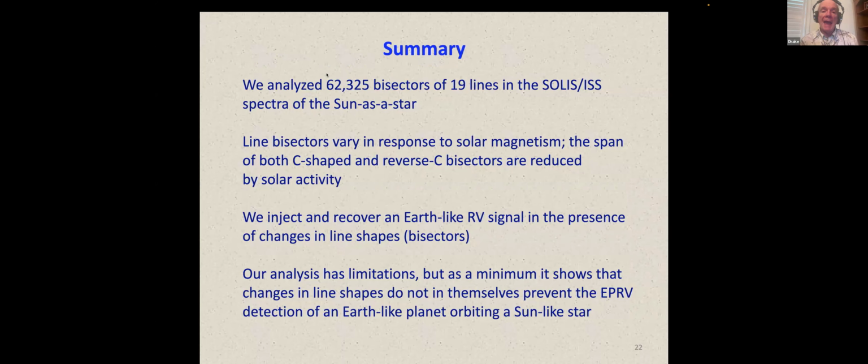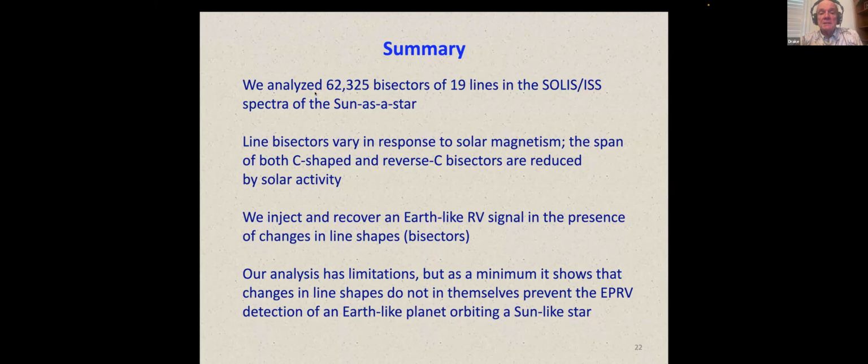but about half of the bisectors that we measure, 21 lines, about half of those lines have a statistically significant effect between active regions of the sun and inactive regions in terms of measurement of the bisector. And in all but one case, the lines become more symmetric when there's magnetism on the sun. The one case is just a very weak line, which is probably not typical. And that increase in the symmetry applies both to the C-shaped bisectors and also to the reversed C-shaped bisectors.